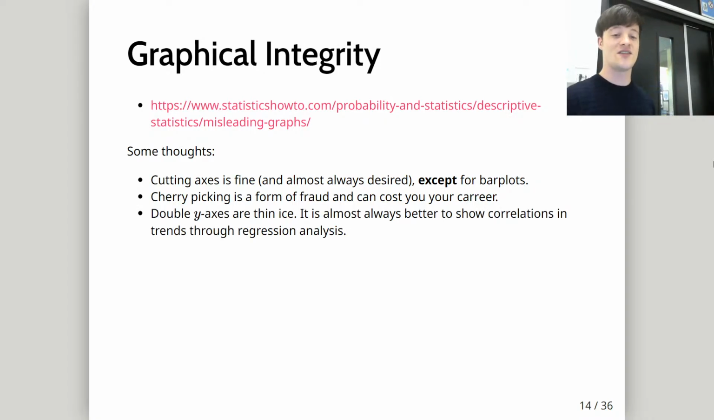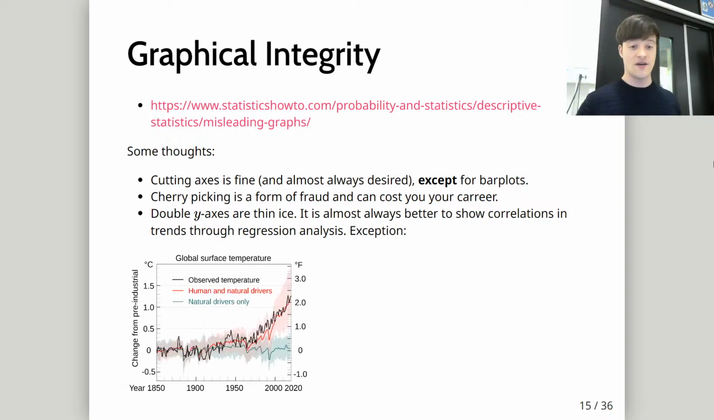And double y-axes can be useful. But almost always it's better to show how two things correlate through regression analysis, which is what we're going to learn in the second part of the course. There are exceptions, like this one. I think this graph, okay, a bit crowded, but otherwise it's fine. Converting from Celsius to Fahrenheit is a linear transformation, so this is not two different axes, it just shows two different units of measurement. It's like meters and millimeters, there's nothing wrong with that.